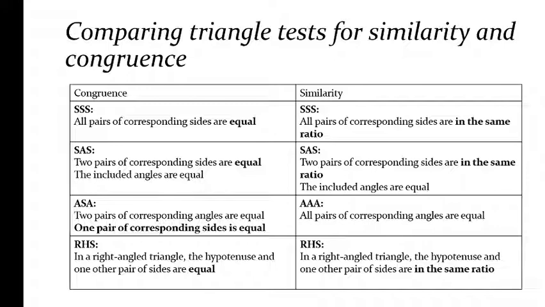And the last one is also very similar. RHS, I've got a right angled triangle. I'm testing the hypotenuse and one other pair of sides, but in congruence, I'm testing that they're equal. And in similarity, I'm just testing for the same ratio.